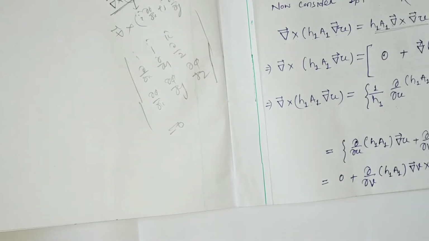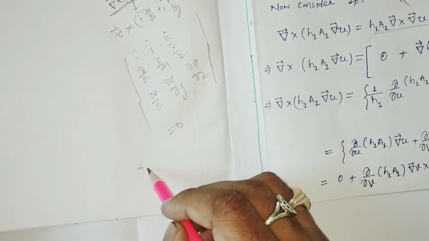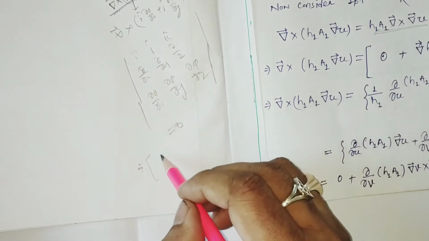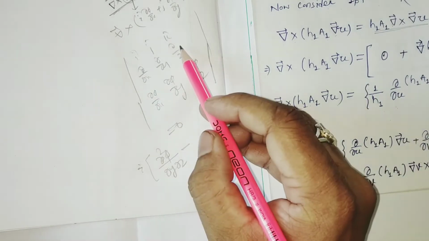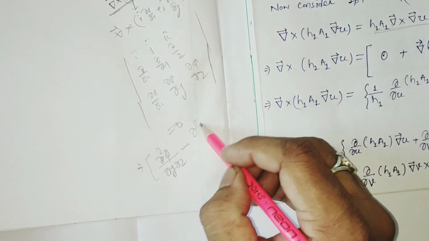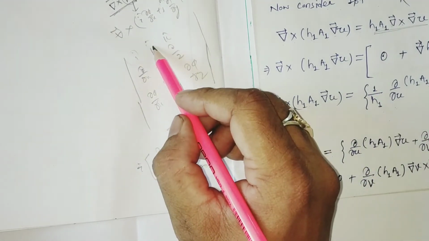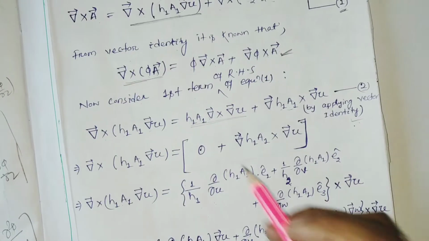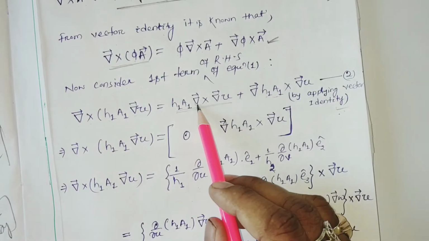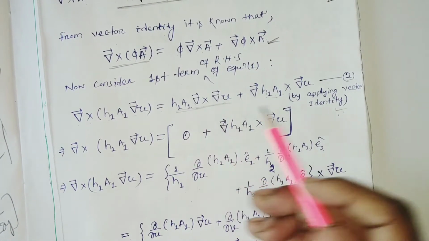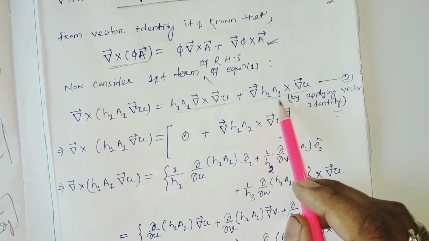Here you can see the i cap term, I am going to do it for you: i cap into del square phi by del y del z minus del square phi by del z del y. Both are the same, so it will be 0, and likewise the j cap and k cap terms will be cancelled out and we get 0. Likewise, del cross del phi will be 0, so here del cross del u will be 0. So this will be 0 plus this term, as usually written, nothing changed.